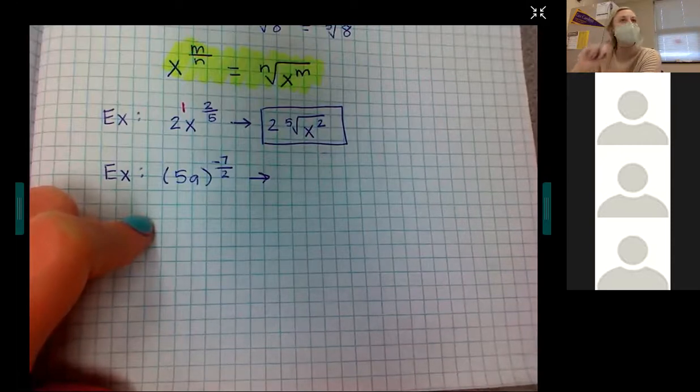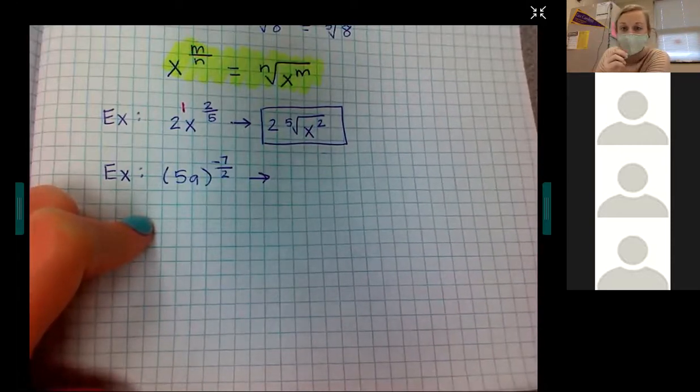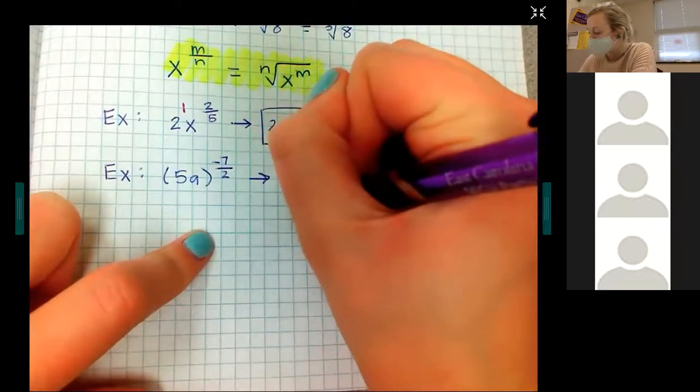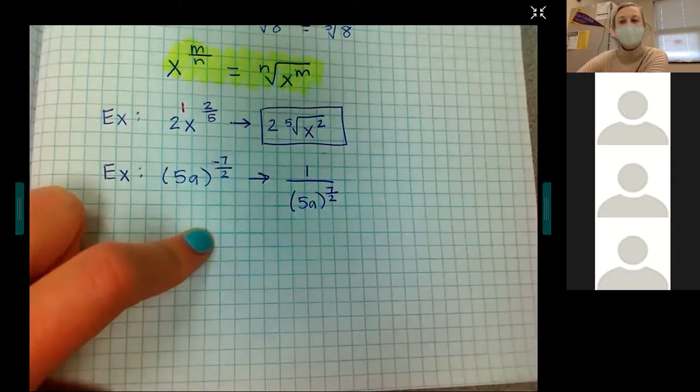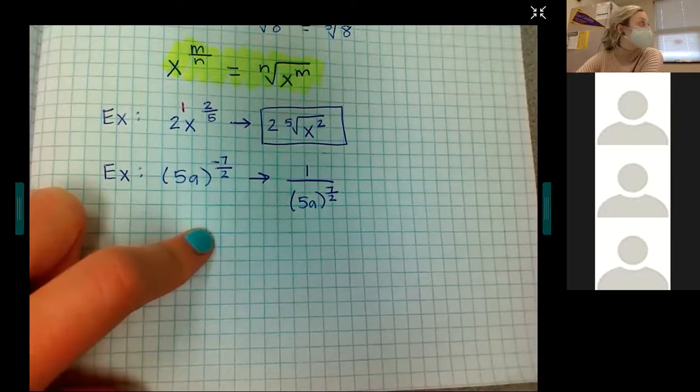Yes. Good. All three of you, good job. You flip it to the other side of the division bar, right? Do you guys remember writing it like this? Yeah, this was like almost 2 weeks ago. Can you believe that? That was crazy. So 1 over 5a to the 7/2.